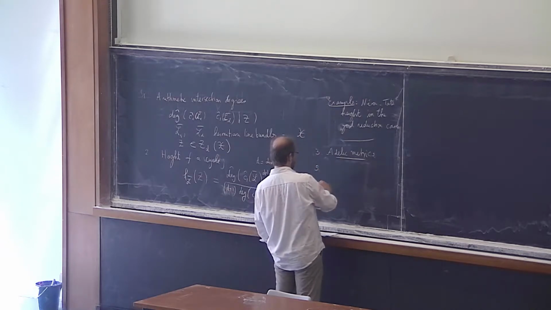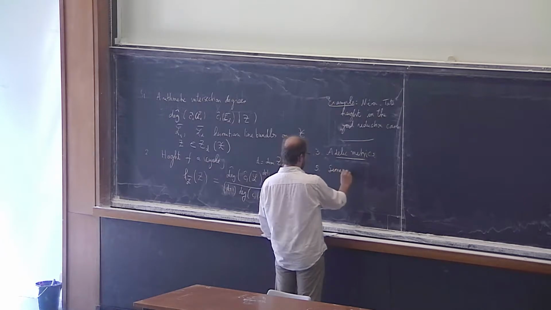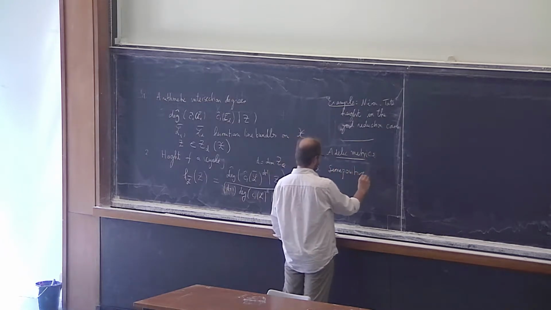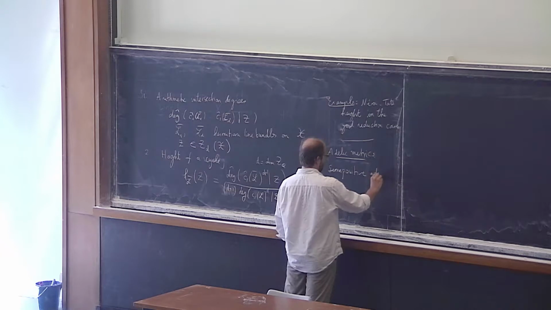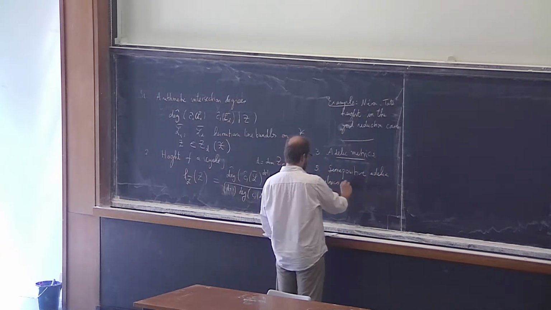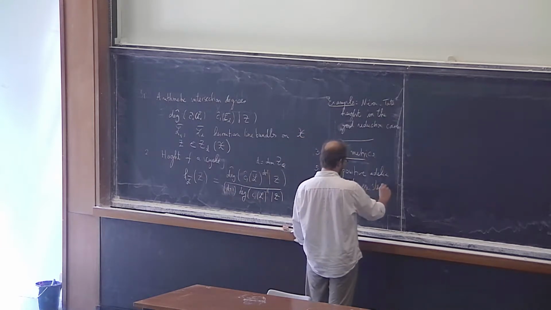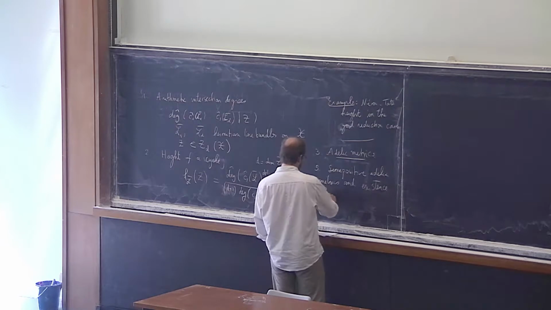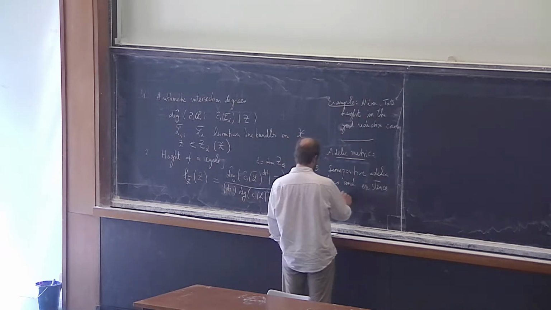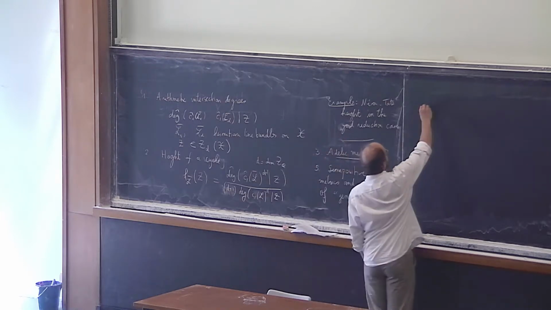And then there was a part 4 which was missing, and a part 5 about semi-positive adelic metrics and existence of generalized arithmetic intersection degrees.